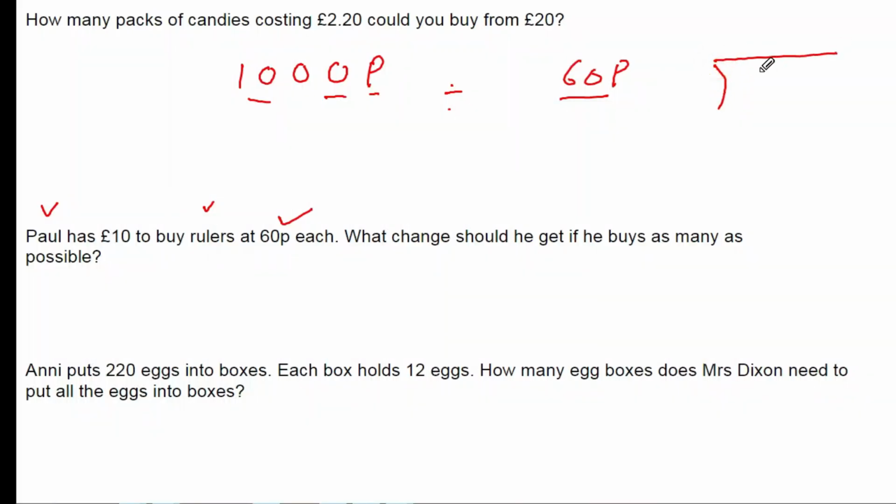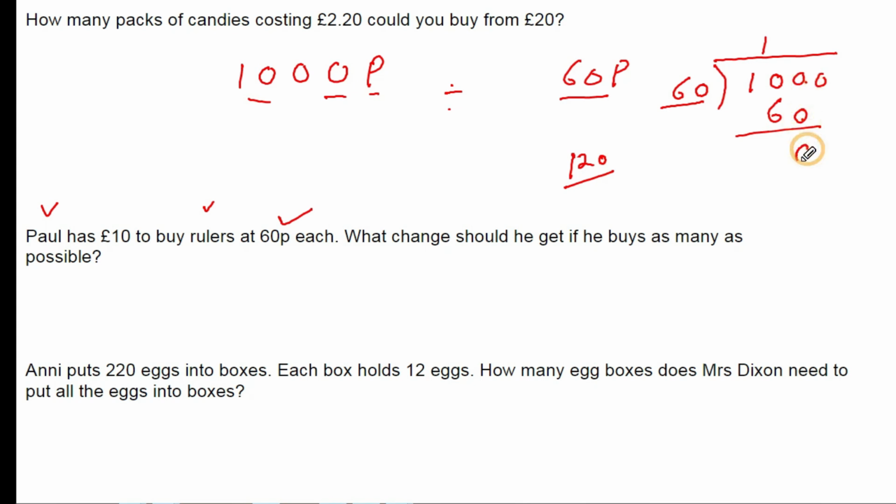Using your bus stop method, I am putting 1000 inside and 60 outside. So 60 times 1 is 60, right? For 100, I can use 60 times 1, 60 times 2 is going to give me 120. Okay, so 120 is going to be bigger than 100, so that's why we have to use 60 times 1.